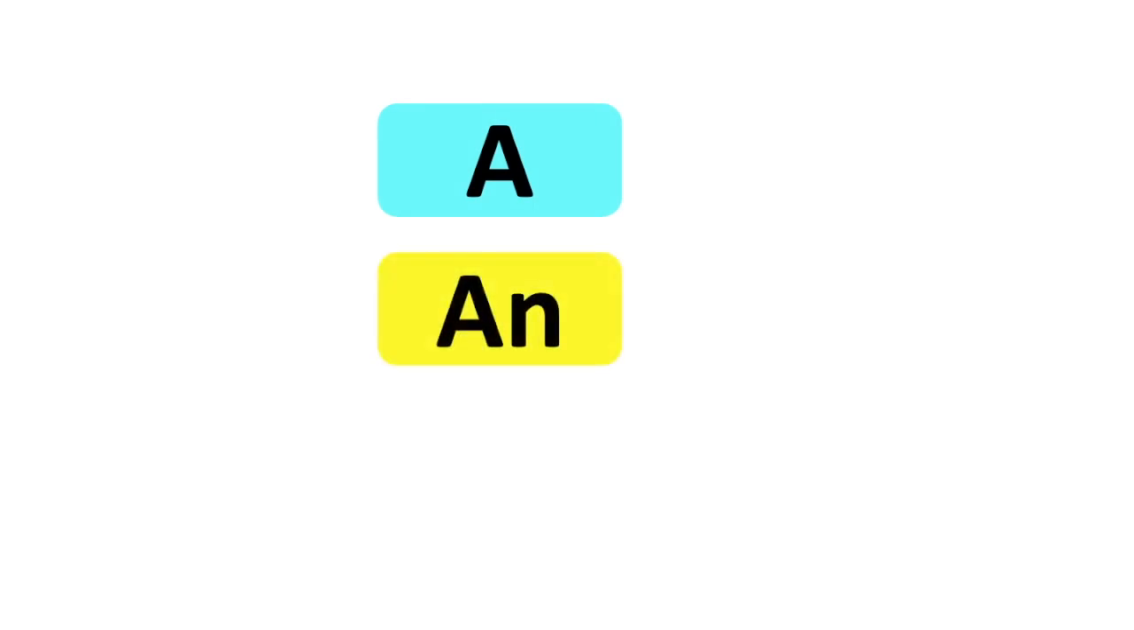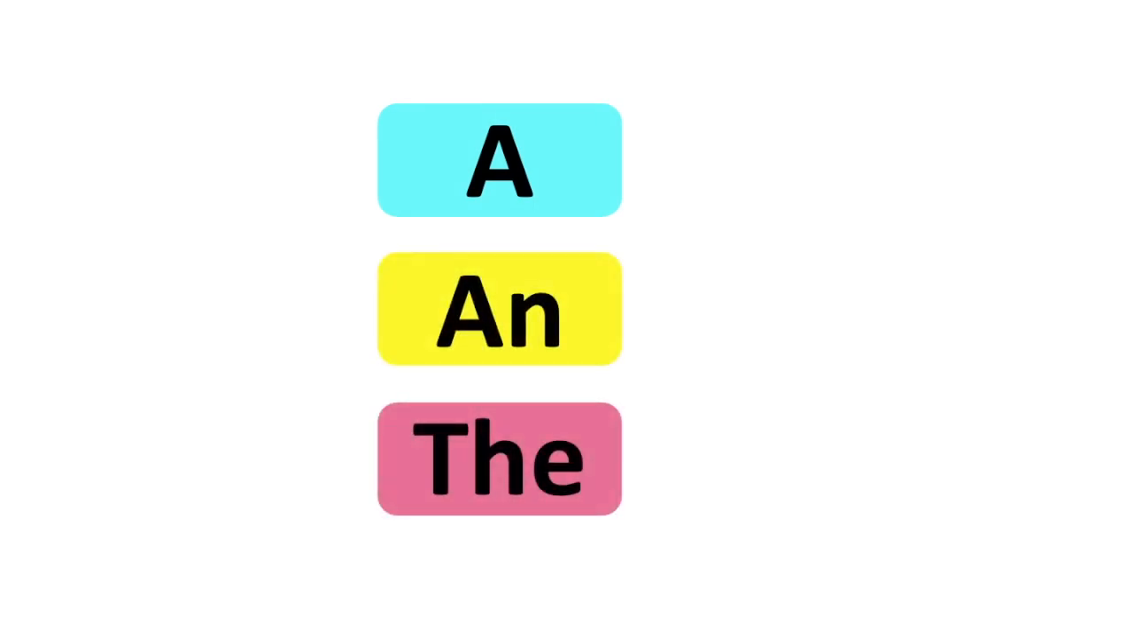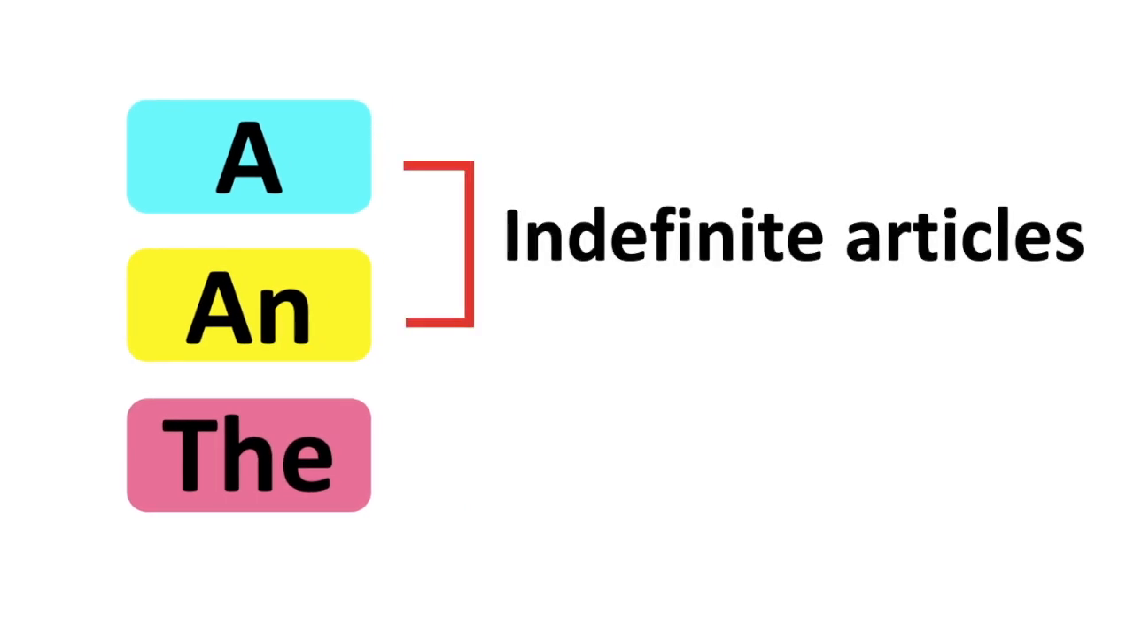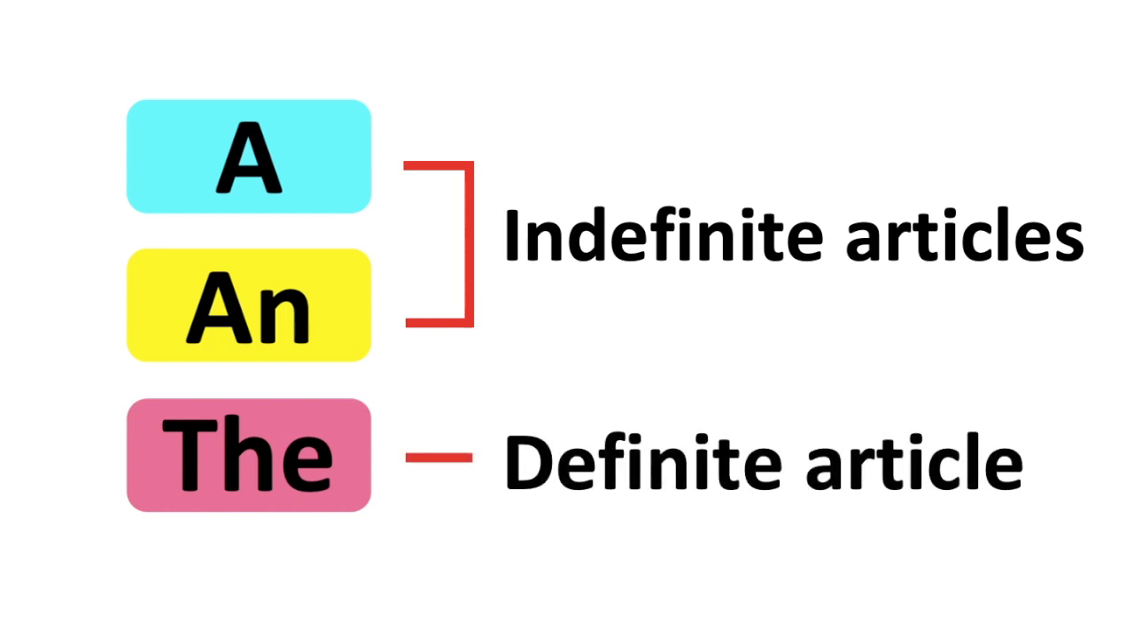A, an, the. In this video, we will learn about articles. A and an are known as indefinite articles. The is known as a definite article. Articles come before a noun and are used to modify the noun. They give basic information about the noun being referred to.